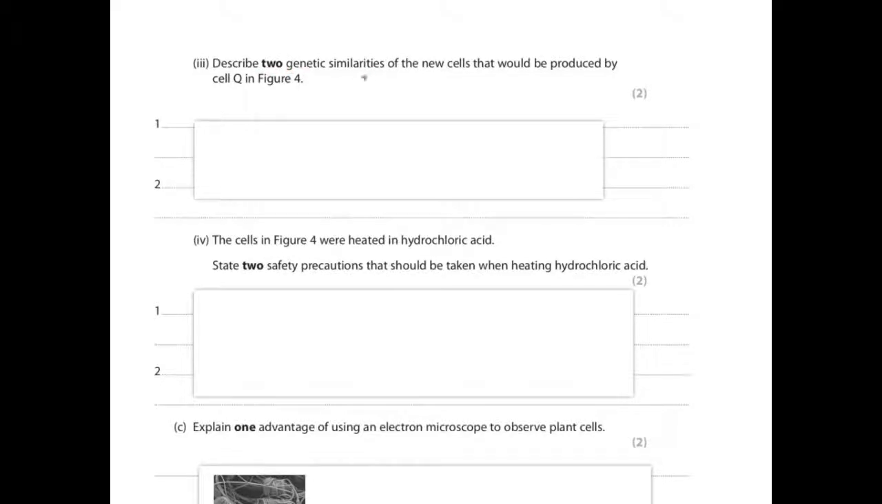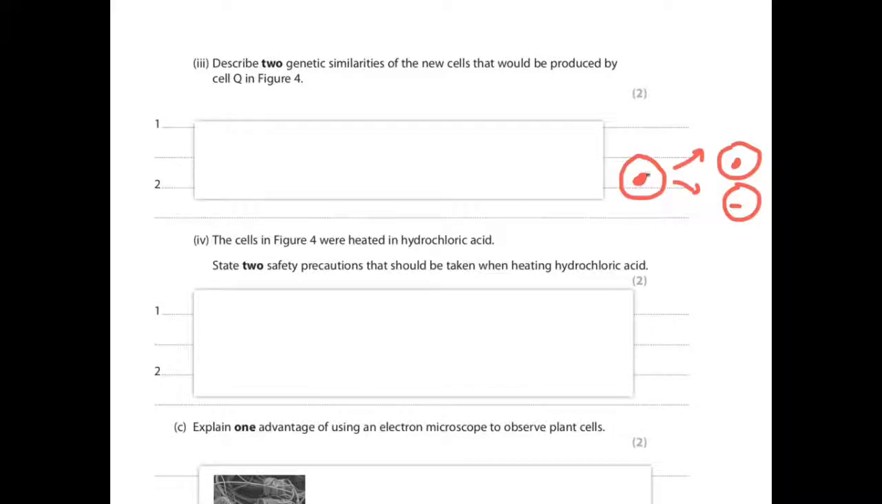Describe 2 genetic similarities of the new cells that would be produced in cell Q. So remember, in mitosis, what you're having is a parent cell, which basically swells and then divides to form 2 identical daughter cells. So in what way are these cells genetically similar? So there's no point saying, for example, they're the same size, because that's not a genetic similarity. Well, one, they'll contain exactly the same DNA. They're genetically identical.